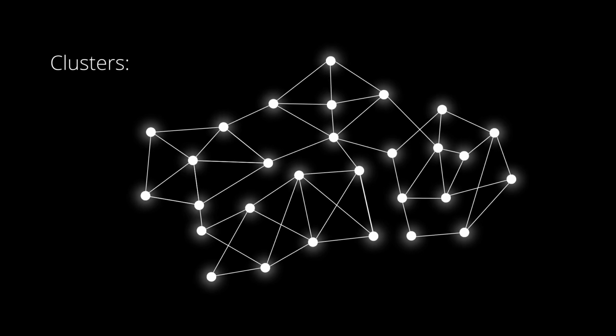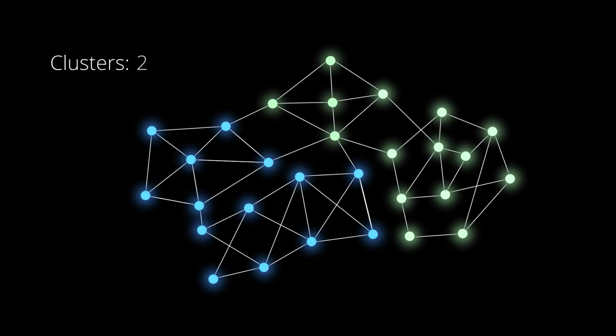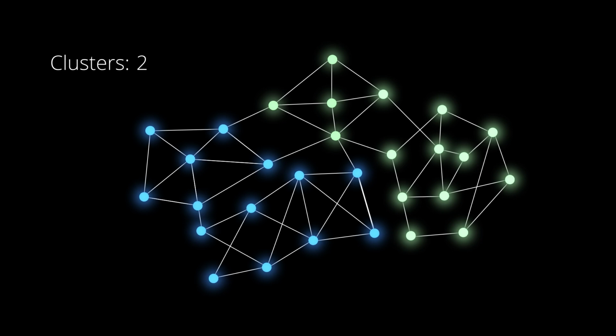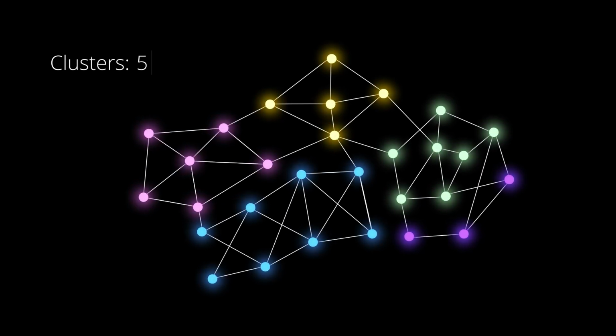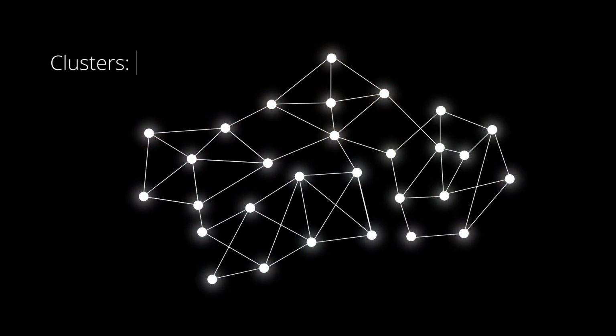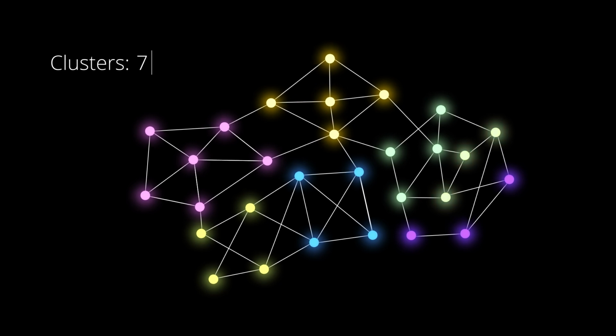In normalized cut, the goal is to partition the graph into a given number of clusters and minimize the number of crossing edges relative to the cluster size. It has many applications in areas like community detection, tumor localization, and image segmentation.